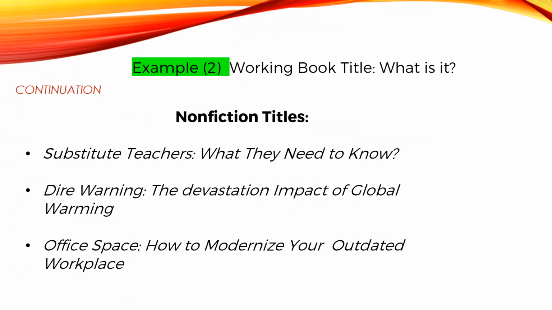So let's take a look at example 2. Let's look at the working book titles for nonfiction titles. These particular titles have 2 parts, and generally, the first part of the title is catchy and short. This short section also echoes the main theme or purpose of the book. The second part, also known as the subtitle, provides more straightforward detail of what the book is going to be about. Let's look at these examples.